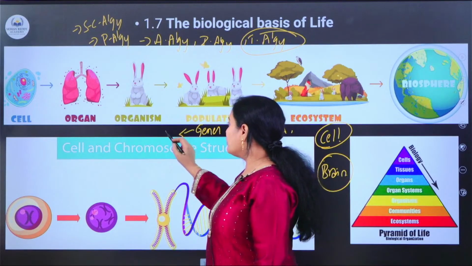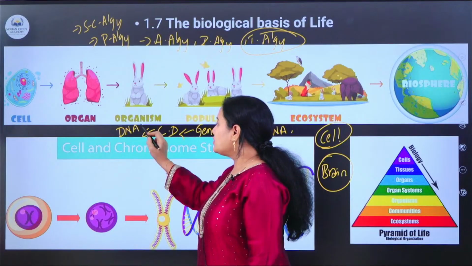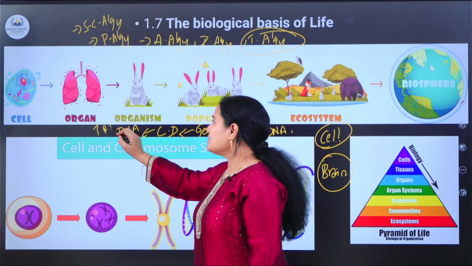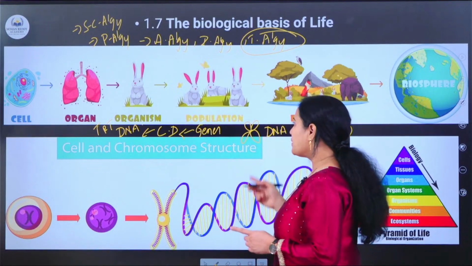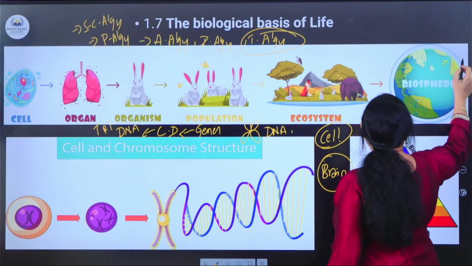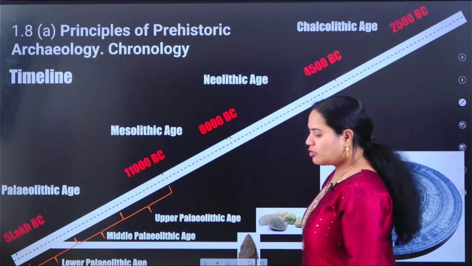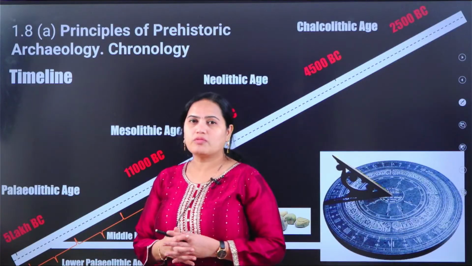We will study cell division. We will study DNA replication. We will study protein synthesis, which we call transcription and translation. So this particular chapter talks about all these concepts. And then 1.8 talks about archaeological anthropology. This is the thing which overlaps with GS1.